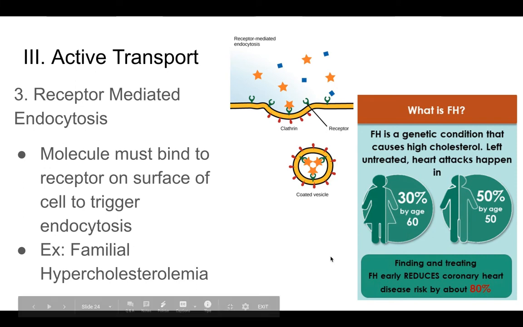Familial hypercholesterolemia is also called FH. It is a genetic condition, and really it's a condition that's connected to high cholesterol, high blood cholesterol. But as the infographic indicates, it really is genetic.